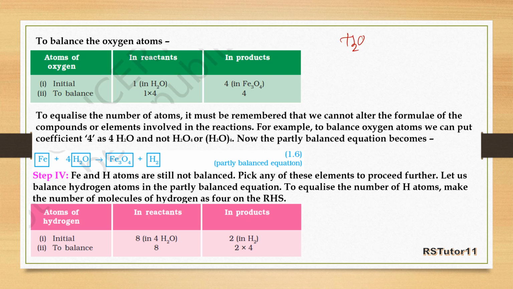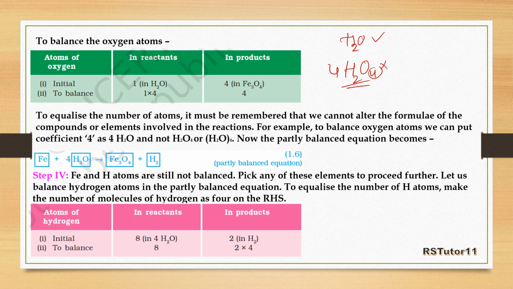This is actually the water formula, right? H2O. You cannot write H2O4. This is not the water formula. Only H2O is the water formula; H2O4 is not. So, for example, to balance oxygen atoms, we can put a coefficient. That is, this 4 can be written here: 4 molecules of water.